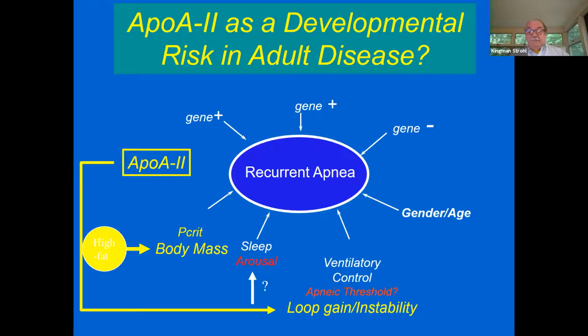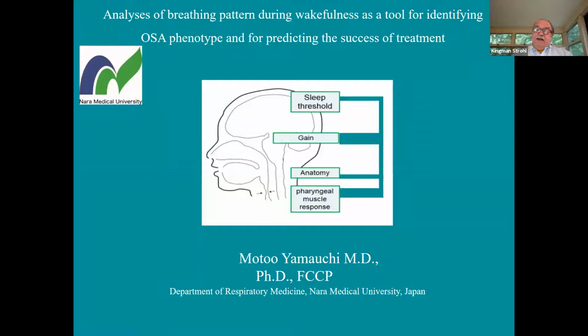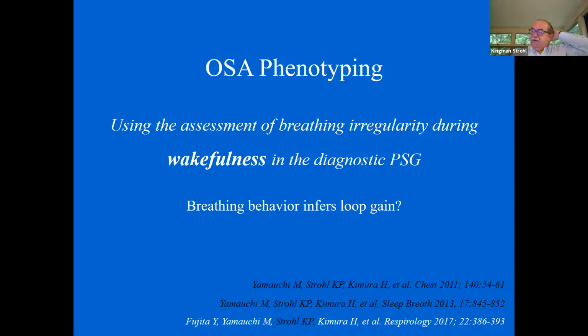Well, Yamauchi was one of the guys that went back to Japan and said, I got some good ideas. He took this concept back and said, we've got this sleep threshold, gain, anatomy and pharyngeal muscle response. Now remember, we went on to show that this breathing pattern in the B6 persisted into sleep, but we knew it happened during wakefulness. So he said, why don't I look at it in people during wakefulness? So, using the assessment of breathing irregularity during wakefulness and a diagnostic PSG, with the idea that maybe breathing behavior infers loop gain.